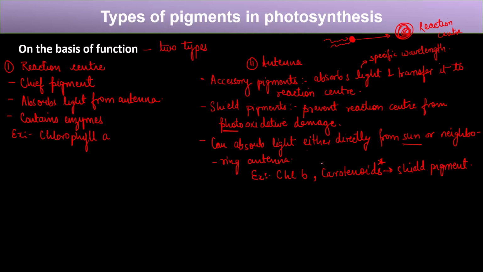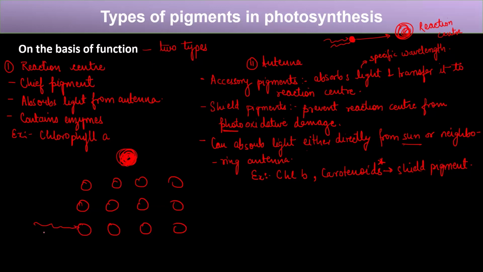But what happens is that these antennas comprise a group of pigments, right? So suppose this is 1, 2, 3. These are all your antennas, and here is your reaction center. Now, what happens in these antennas? Suppose this one absorbs light, and this light is of very high intensity. But as it moves, because it is not only one, it comprises many such pigments, right?